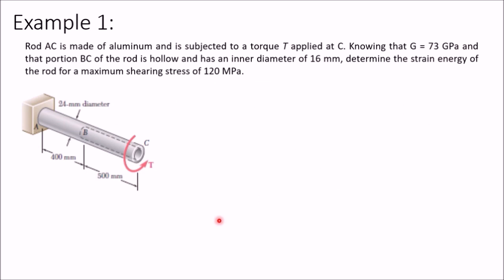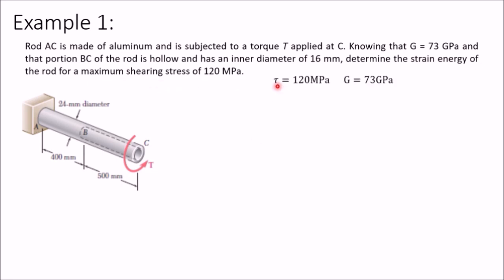Now we will solve 2 problems. The first problem: rod AC is made of aluminum and is subjected to a torque T applied at C. So one torque is applied at this point. The value of G for this material is given as 73 gigapascal, and the portion BC of the rod is hollow. So this portion BC is hollow, and this portion AB is solid. Its inner diameter is given as 16 mm, and the outer diameter of both the solid and hollow cylinders is the same, 24 mm. We have to determine the strain energy of the rod for a maximum shear stress of 120 megapascal.